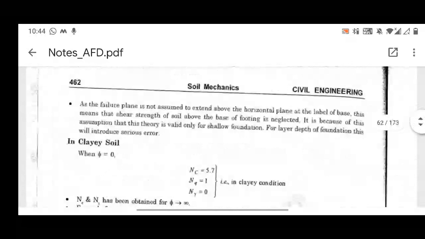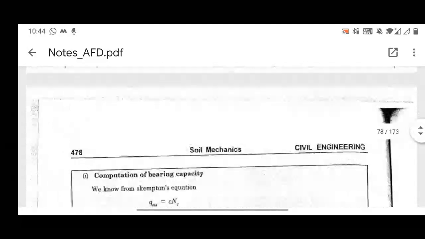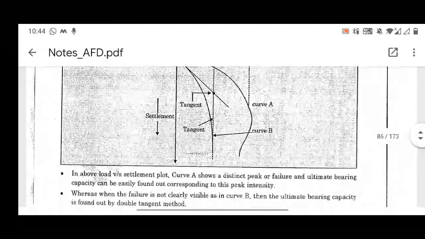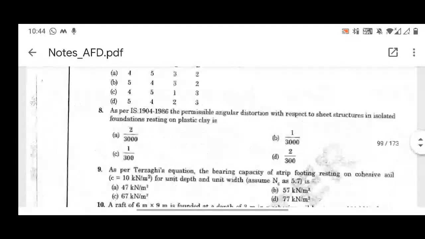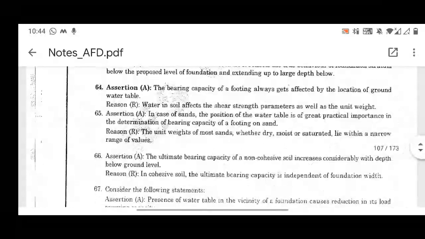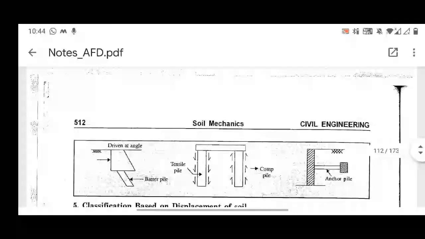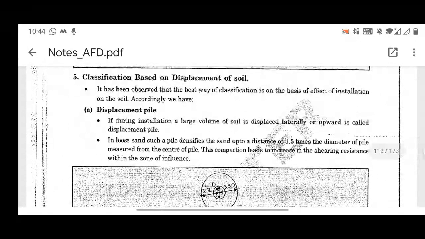No problem. Let me quickly go through that part. I hope you all are understanding easily whatever I am telling you. Any doubts so far? Please let me know. Okay, so I was discussing the classification based on displacement of soil. So if we are installing a pile deep into the ground and the soil is displaced, we'll call such a pile a displacement pile. And if during the installation of the pile the soil mass is not displaced, we'll call such a pile a non-displacement pile, right?